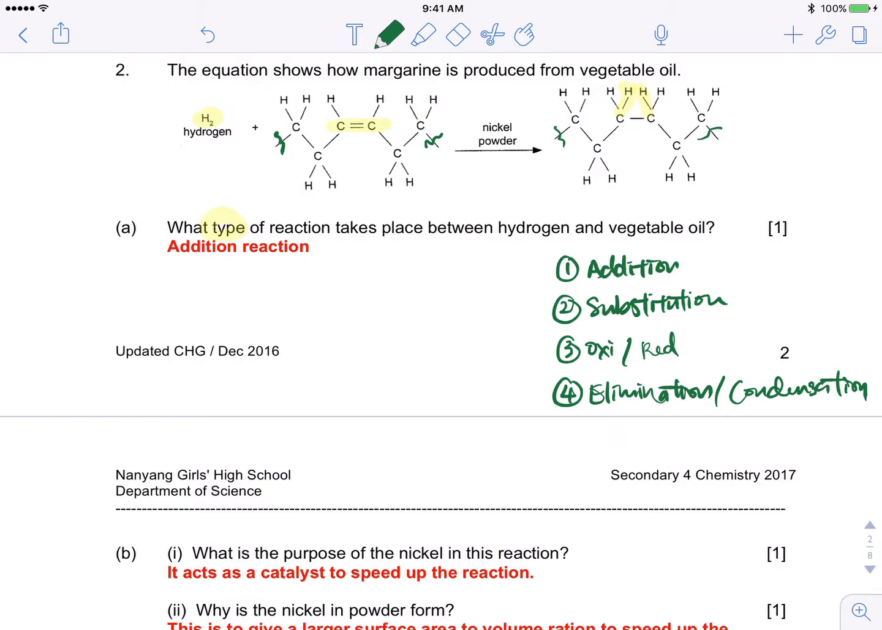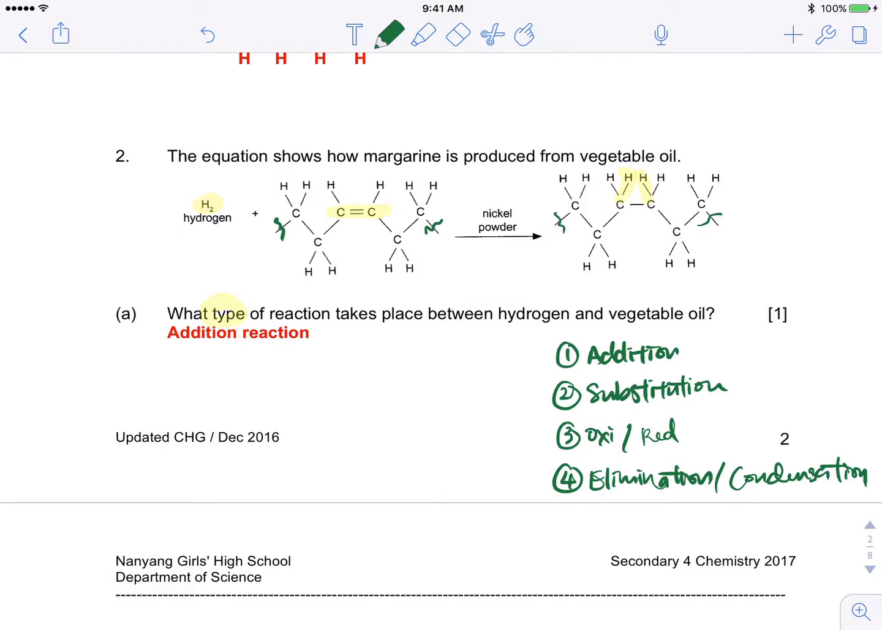Okay, so what is the type of reaction? A lot of you wrote hydrogenation, which is correct because that's the name of this reaction. However, that's not the type of reaction. It's like if they ask you what type of food do you like to eat, you say Japanese food. You don't say chawanmushi. Okay, that's too specific. Okay, when they ask you a type, they want a general classification of what type it is. Okay, so what type of reaction is this? It's an addition reaction.